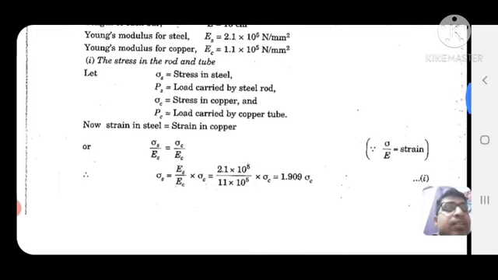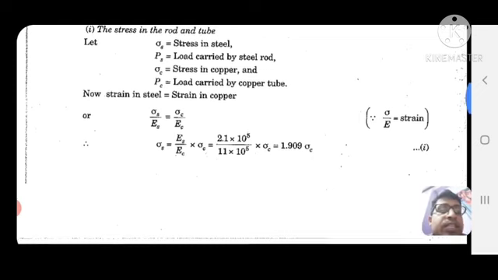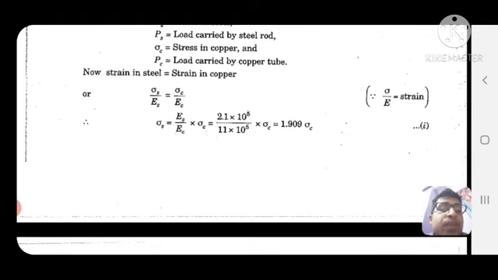The stress in the rod and tube: sigma S is equal to stress in the steel, PS is equal to load carried by steel rod, sigma C is equal to stress in copper, PC is equal to load carried by the copper tube. So, when you solve this type of numerical problem, first, strain in the steel is equal to strain in copper. Sigma S by ES is equal to sigma C by EC. Sigma S is equal to ES by EC into sigma C.